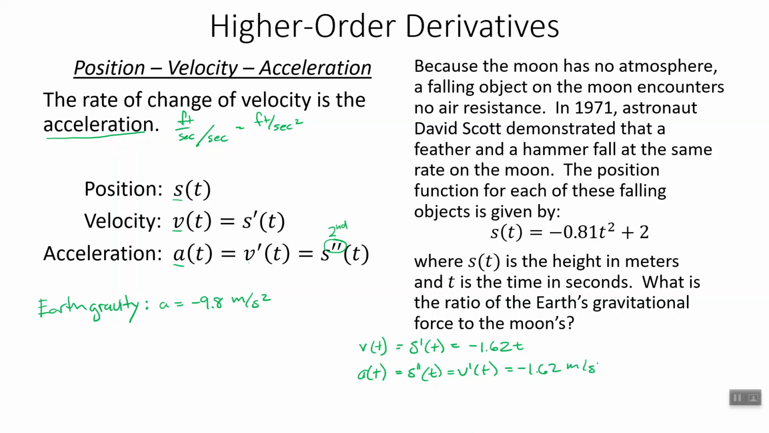All right, so the acceleration on the moon is not the same as the acceleration on Earth because the moon is a different size. So if we want the ratio of the Earth's to the moon's, that would be negative 9.8 to negative 1.62. If we divide those, 9.8 divided by 1.62, we get about 6 times bigger. All right, 6.05-ish. But the Earth's gravity is about 6 times stronger than the moon's gravity, which means you can jump really high on the moon.